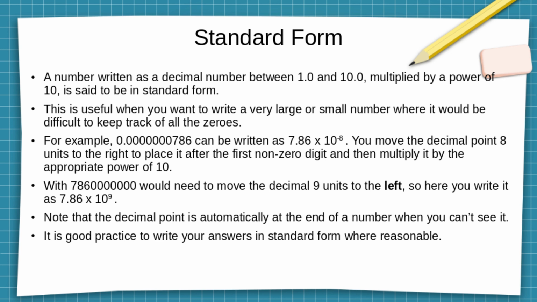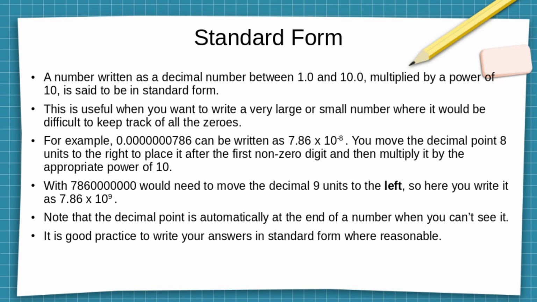in order to show the reader how many units that decimal point has jumped. So for example, if you look at 0.7 zeros and then 786, you would have to move the decimal point 8 units to the right so that it comes after the first non-zero digit, that is 7. Right? Now to tell me that you've moved that decimal point 8 units to the right, you would multiply it by 10 to the power minus 8.